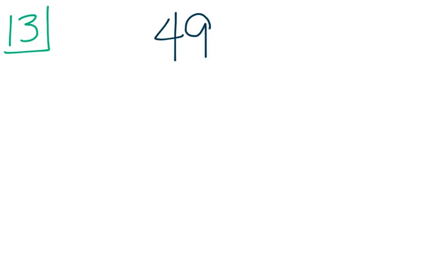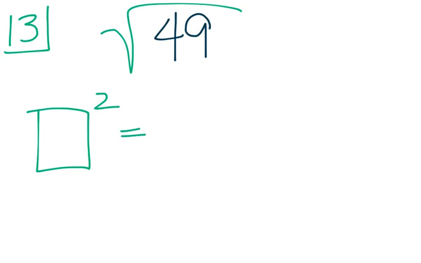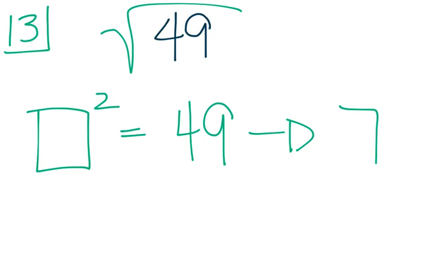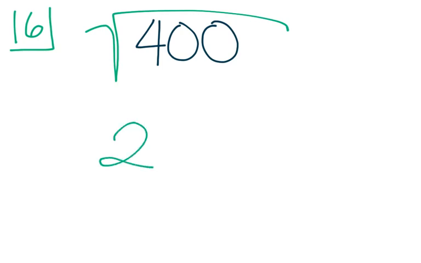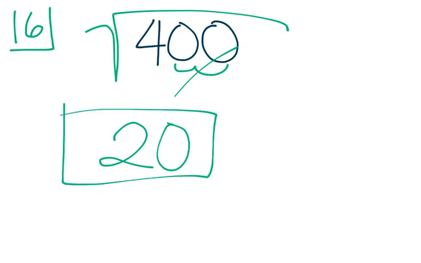Okay, so for number 13, we just need to find the square root of each number. So the square root of 49. So basically, what squared equals 49? And the answer to that is 7. So you really need to know your times tables for this. 16, we're looking for the square root of 400. So we know that the square root of 4 is 2. And since there's 2 zeros, we can cut one of these out and say 0. So the square root of 400 is 20.